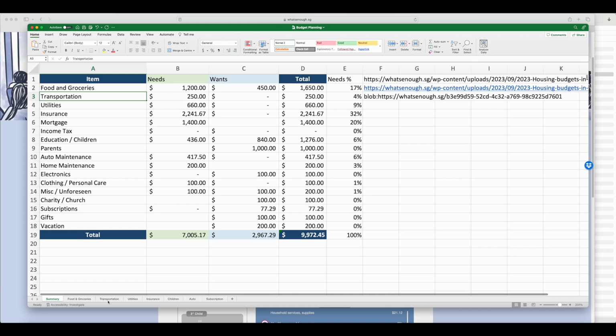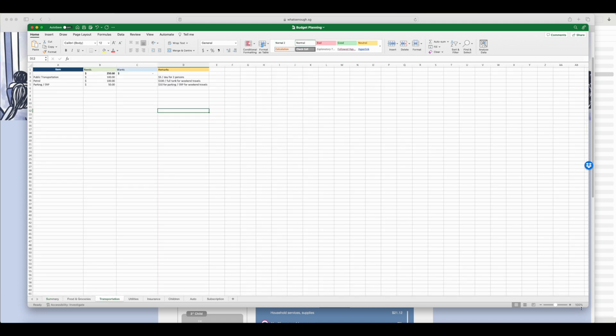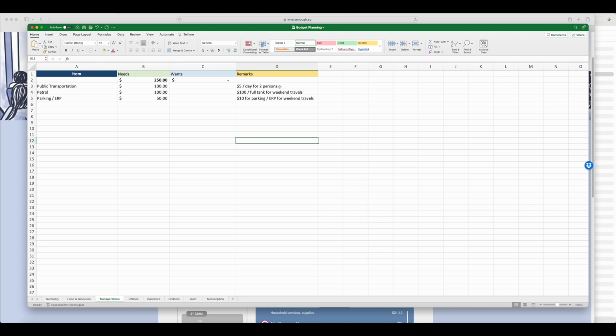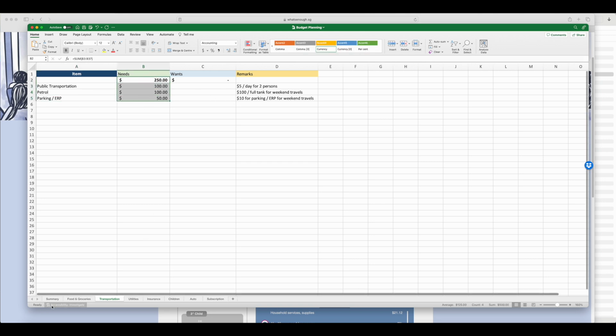Transportation, pretty low. Again, we do take public transportation, MRT and bus, to go to work. So that's about $5 per day for 2 persons. So that's again 5 days a week, 4 weeks in a month. So that's $100. Petrol, I have a car and I spend about $100 for a full tank per month to ferry kids here and there to school and to enrichment, for those weekend dine outs, church and whatnot. Parking about $50, so that's $250 a month.